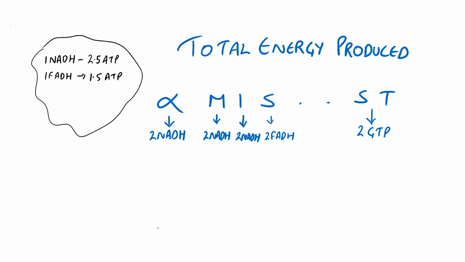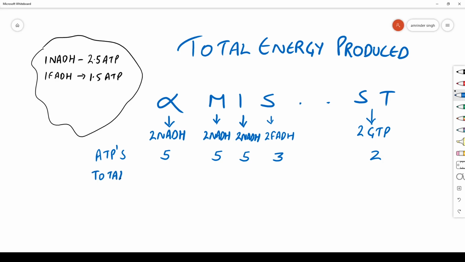Now 1 NADH equals 2.5 ATP and 1 FADH equals 1.5 ATP. So 2 NADH equals 5, 5, 5, 2 FADH equals 3, and 2 GTP is equal to 2 ATP. In total 20 ATPs are produced.